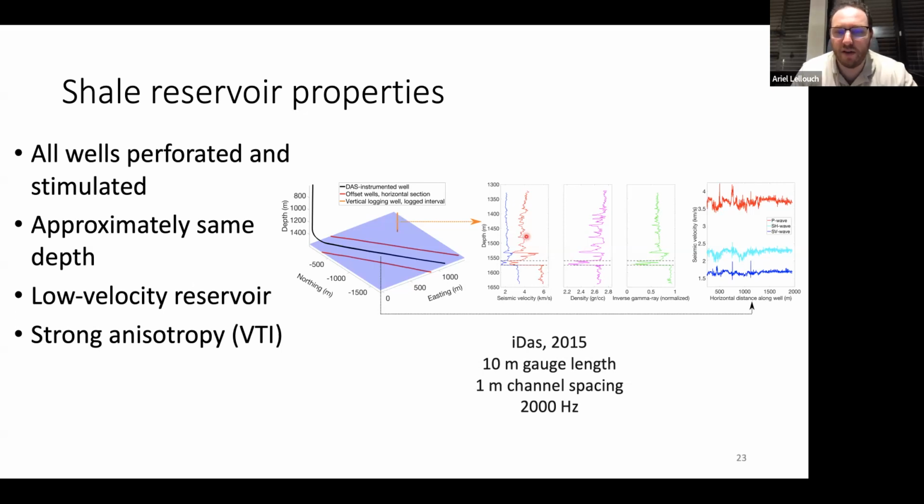We also know that this reservoir is very anisotropic. And we know this because we've got sonic logging in the horizontal well, in the DAS-equipped well. And these are P wave, SH wave, and SV wave velocities. So we can see a very obvious shear wave splitting, indicating the anisotropy. So this reservoir is pretty complicated. I mean, it's anisotropic. We have this intrusion here in the middle that we're not 100% sure what it is. But generally speaking, it's an area of low velocity and low density compared to its surroundings.